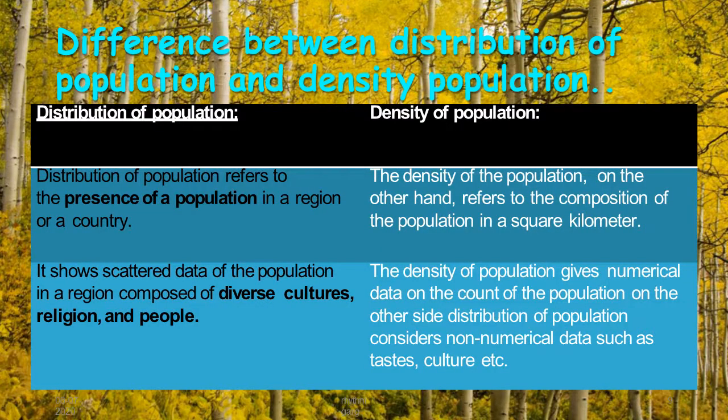The next is the difference between distribution of population and density of population. Distribution of population we have already done. It refers to the presence of a population in a region of a country, and it shows scattered data of population in a region composed of diverse cultures, religions, and people. Density is the number of people living per square kilometer.